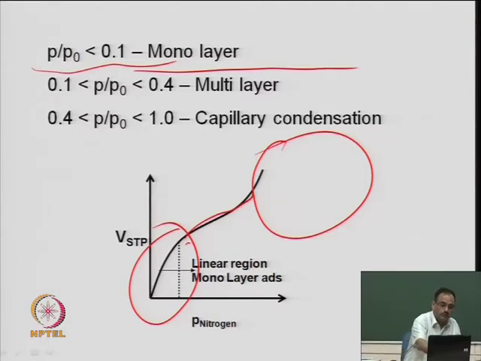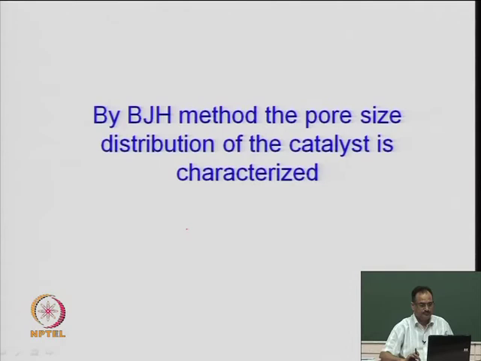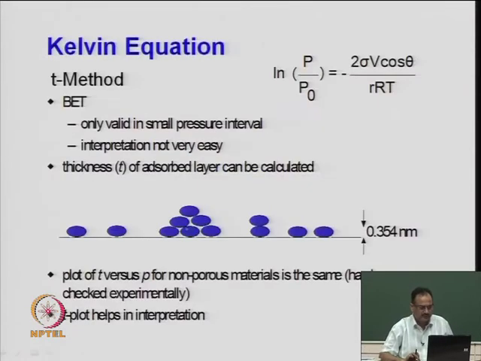If you go only to P by P0 less than 0.1, you will get just a monolayer, and that is sufficient for determination of total surface area or average radius of the pore. The pore size distribution of the catalyst is characterized by the BJH method, where BJH is Barrett, Joyner and Halenda. These three scientists developed this method, and basically it is a t-plot method, where you look at the adsorbed layer thickness and then calculate. We will look at those steps.